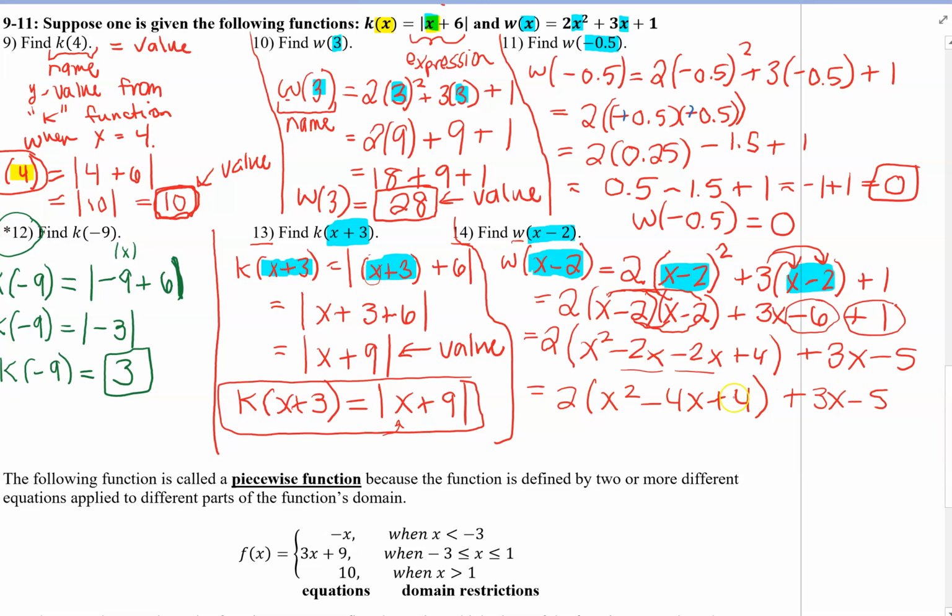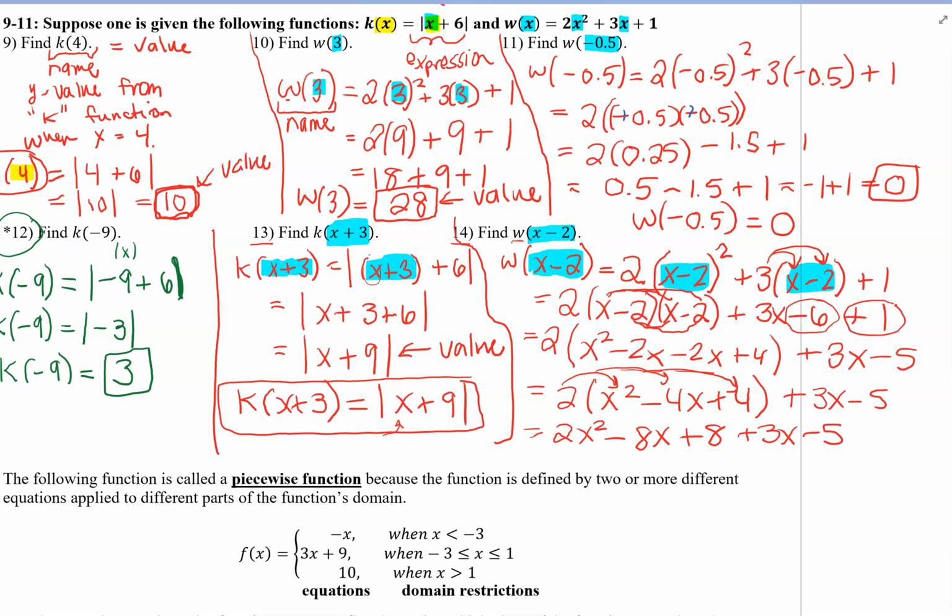Now that I have taken care of the exponent, I can go ahead and multiply. And multiplication here will require some distributing because I have a single term being multiplied to what we call a trinomial, something with 3 terms. So I will distribute that 2 to all terms, and I get 2x squared minus 8x plus 8. I still have the plus 3x minus 5.